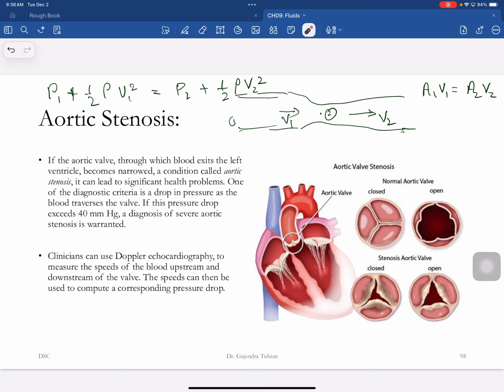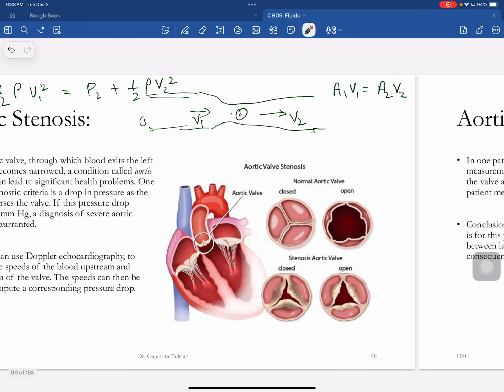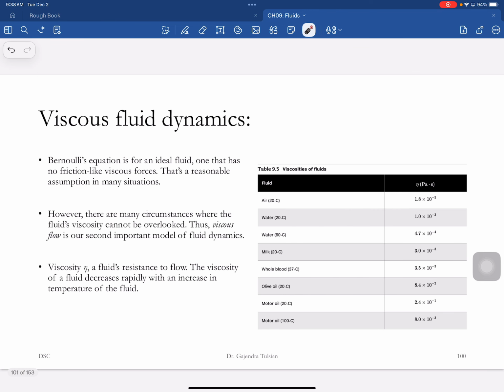So again, they can't see this valve. All they're doing is measuring the speeds of the blood here. And from the speed measurement, they know that their valve is diseased. So that's what that is.